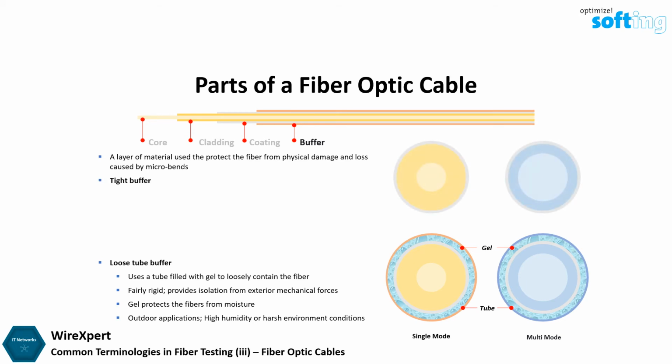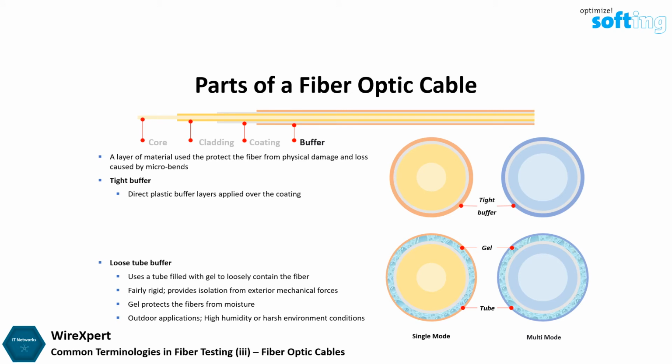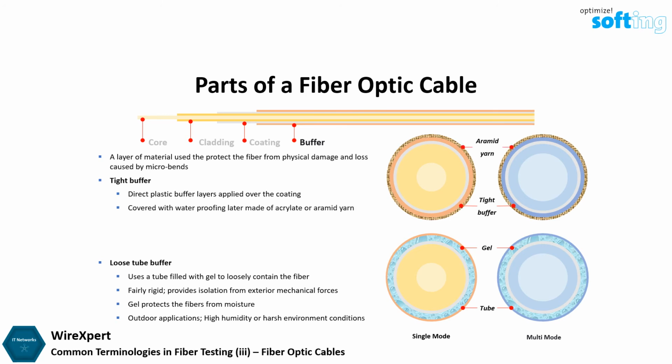The tight buffer applies plastic buffer layers directly over the coating, covered with a waterproofing layer made of acrylate or aramid yarn. Tight buffer is able to withstand greater crush and impact forces without fiber breakage, and is suitable for indoor applications such as local or wide area network connections, direct burials and underwater use.